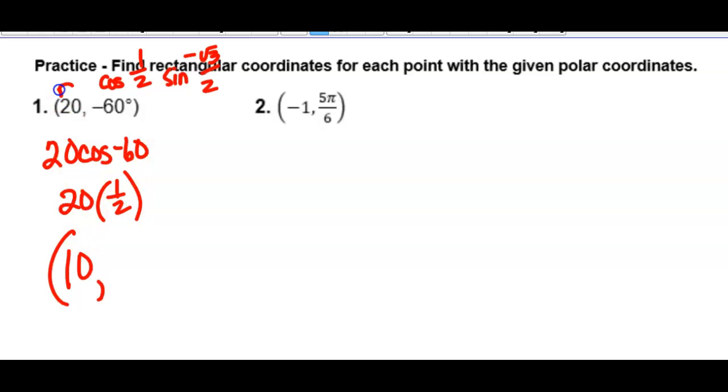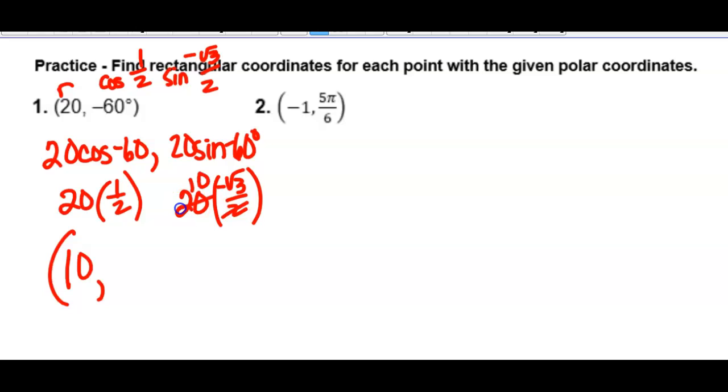This is r. And 20 times the sine of negative 60 gives you your y value, which is 20 times negative square root of 3 over 2. This 2 goes in here 10 times, and we get negative 10 square roots of 3. They do ask these exactly a lot of times, so you don't want to use your calculator unless you have one that's not on your unit circle.